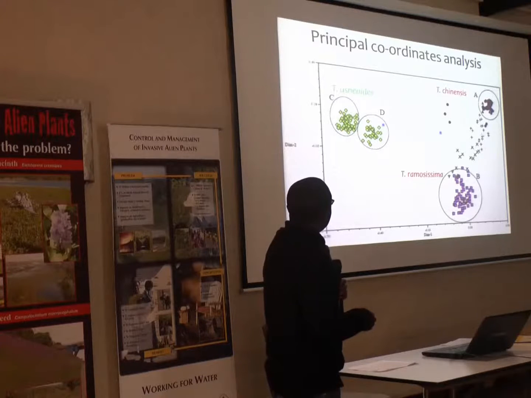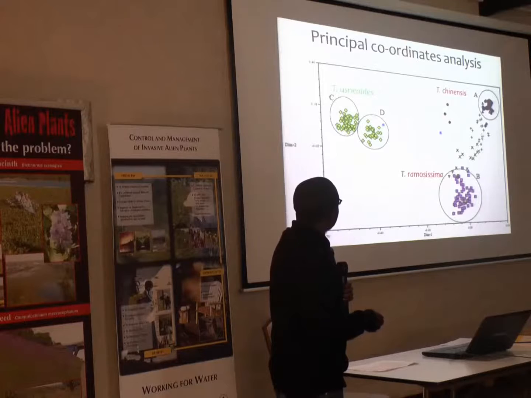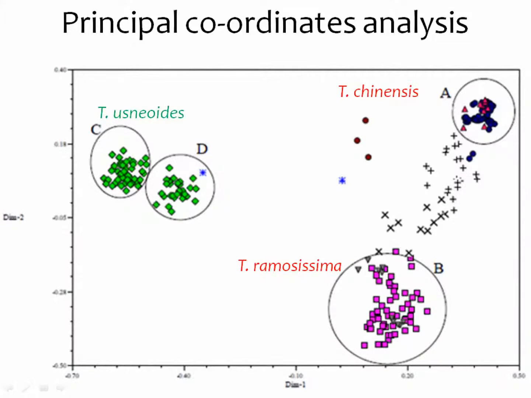The AFLP results were analyzed in different ways, and this is a principal coordinate analysis. It is a distance-based analysis that we use to see which ones are closely related to what. As you can see there, all the chinensis are grouping in the same place, and I just want to mention that the South African and also the Asian chinensis are grouping together in that clade.